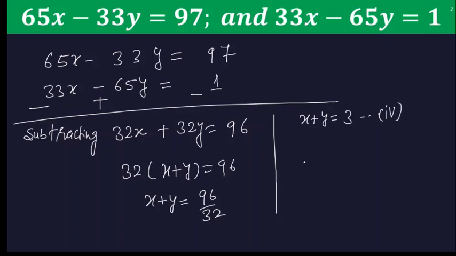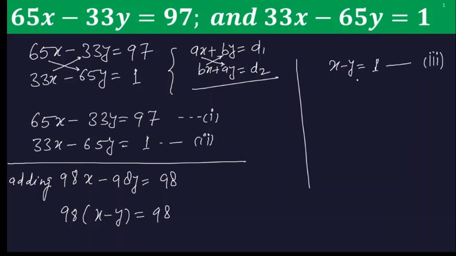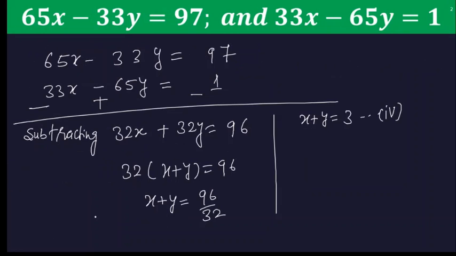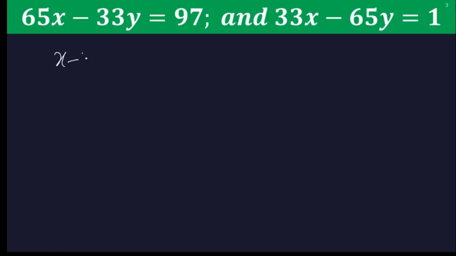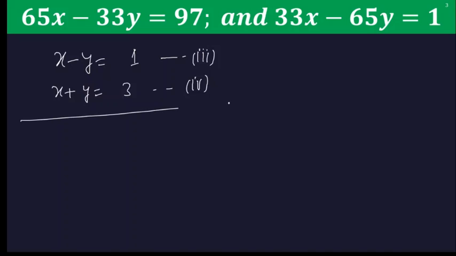So now solving the third and fourth equations is very easy. The third equation is x minus y equal to 1 and the fourth equation is x plus y equal to 3. So I'll write here x minus y equal to 1, this is the third equation, and here x plus y equal to 3, this is the fourth equation. Now we can subtract or add. I'm just adding, and in the adding process there is no need to change the sign. It should be remembered by you.